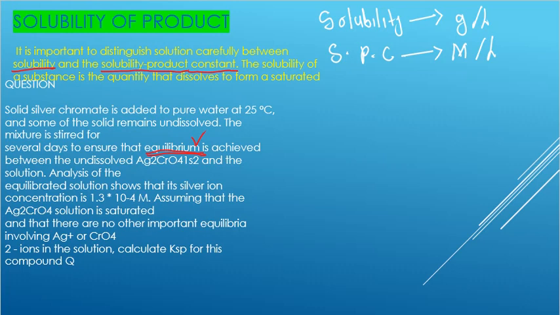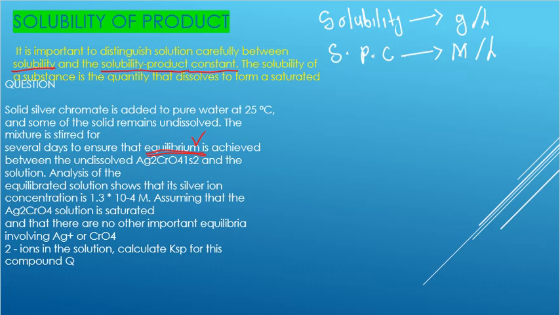So I've been given silver chromate, and the solution. They're saying that analysis of the equilibrated solution shows that the silver ion concentration is 1.3 multiplied by 10 to the power -4 molar. So the first thing that we're supposed to do is dissociate silver chromate. Let's try to do that.